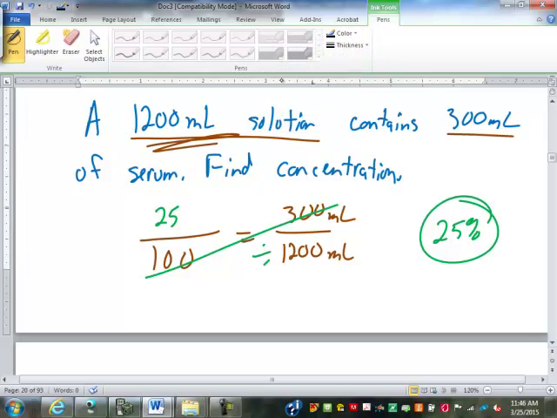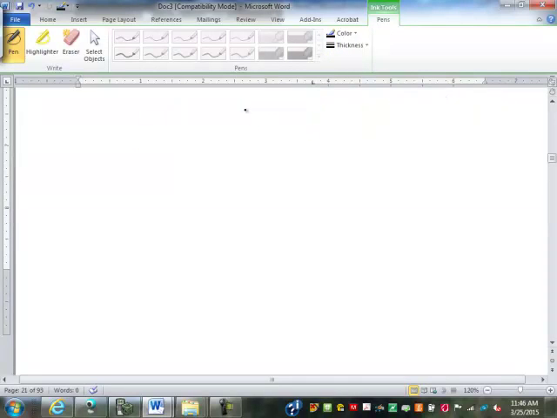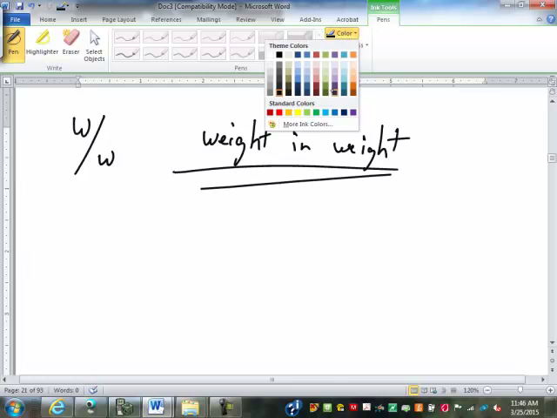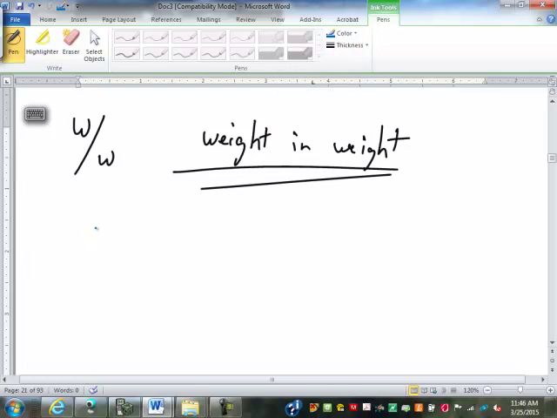The second way we look at it, the W in W, or a weight in weight concentration. For weight, we are also looking at the weight of the serum over the total weight.